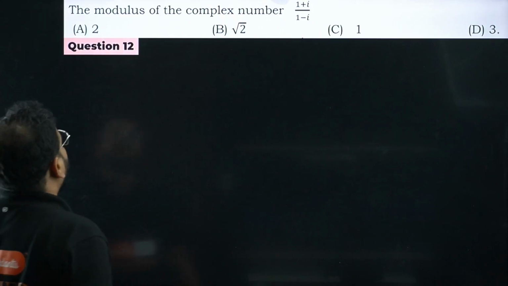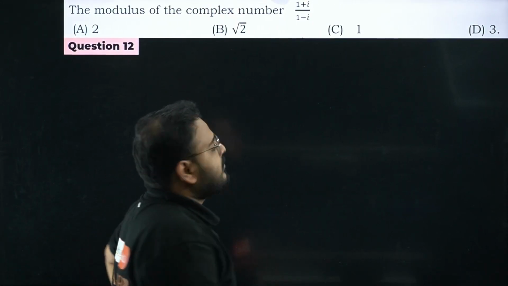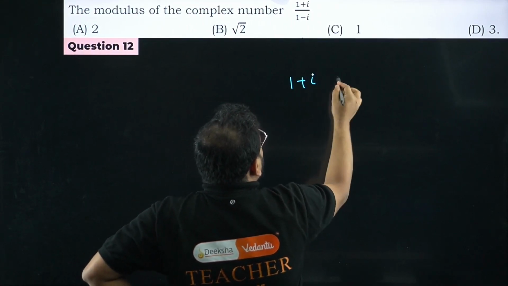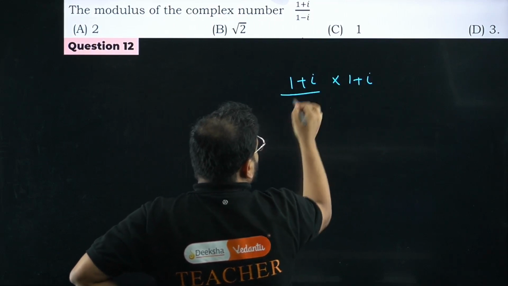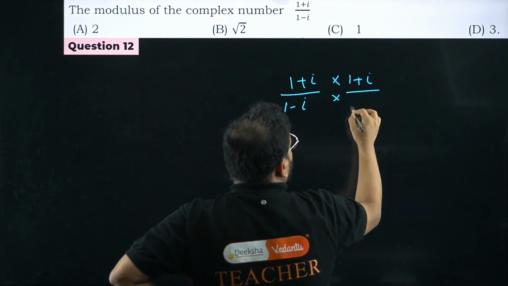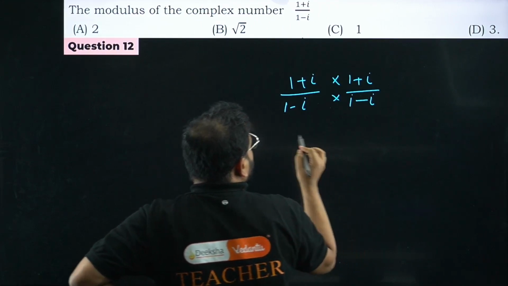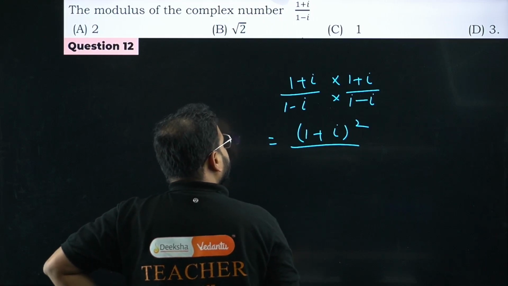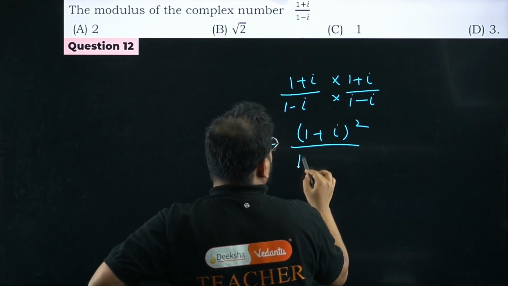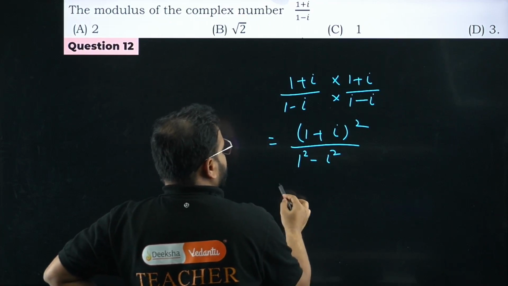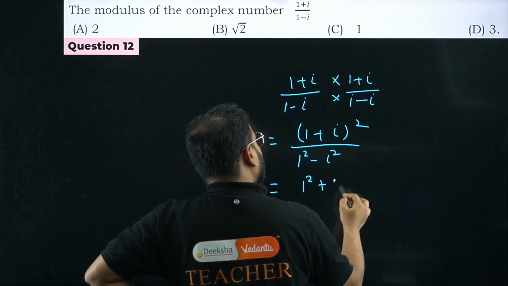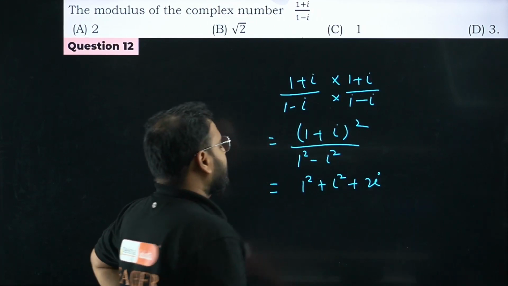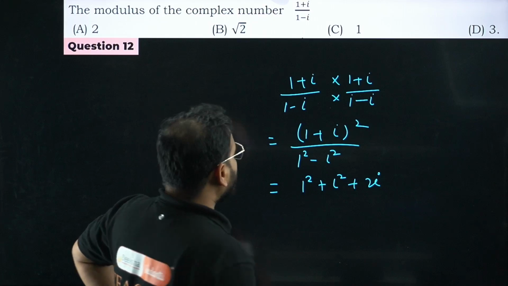Question number 12 now. The modulus of the complex number. They are asking the magnitude only. Okay, so we have to simplify this. So (1 plus i) into (1 plus i), I'm trying to rationalize it, over (1 minus i) into (1 plus i). So I get here (1 plus i) the whole square divided by, what, bacha? Divided by 1 square minus i square. So I get here 1 square plus i square plus 2i, (1 plus i) the whole square is correct only.